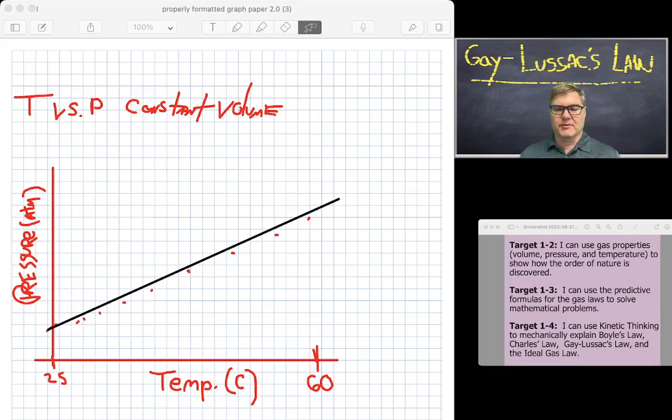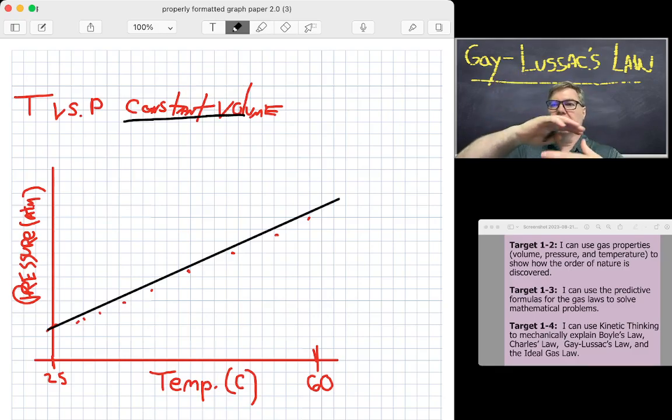And the gas law I want to talk about, Gay-Lussac's law, relates temperature versus pressure at constant volume. All right, so constant volume. Let's say you took a room temperature glass jar with room temperature air in it, put the lid on, so it's sealed, and stuck it in some room temperature water, and then we start heating the water.